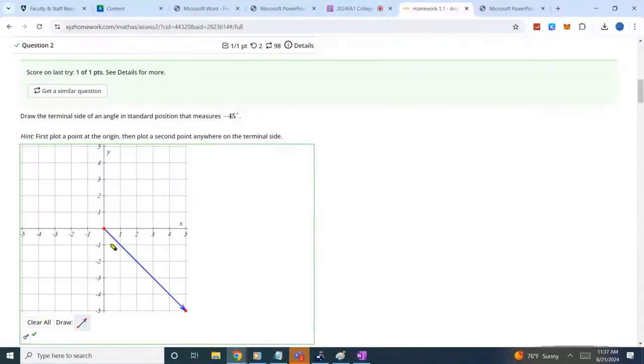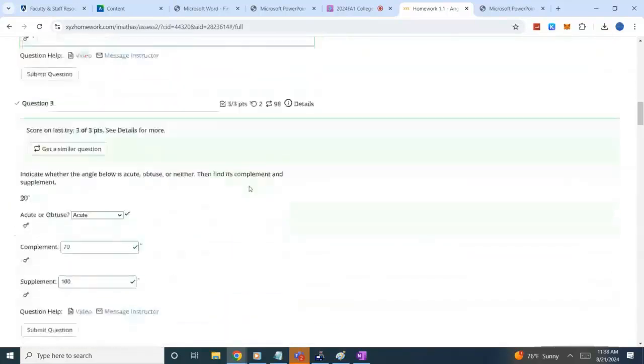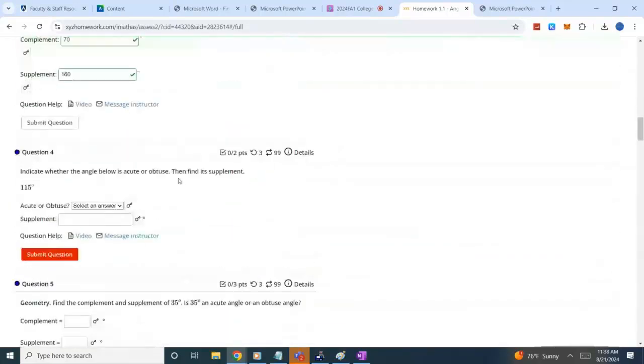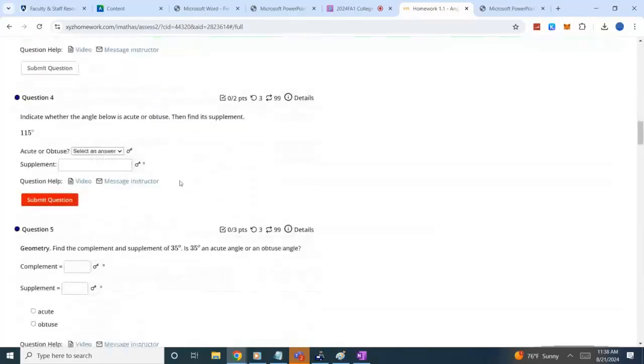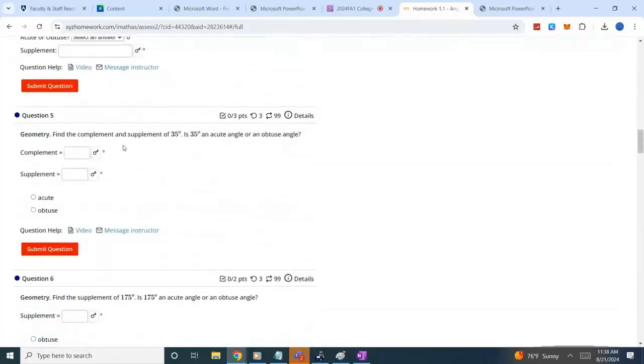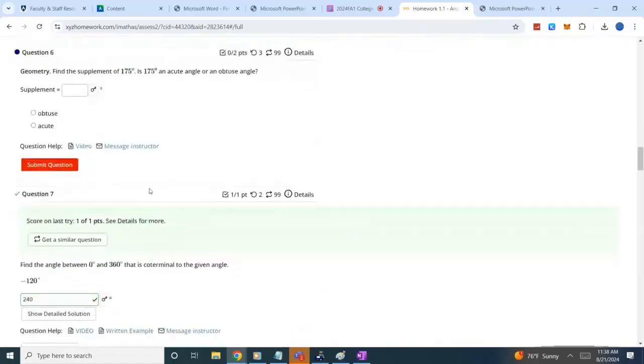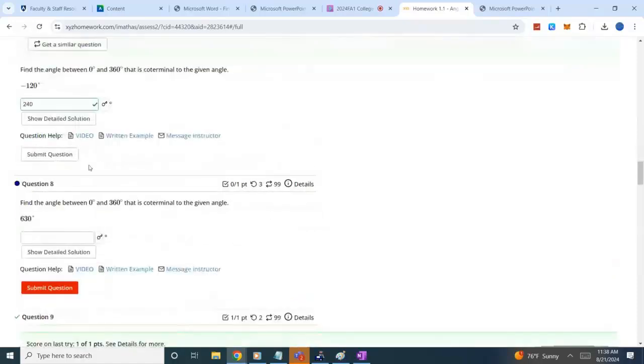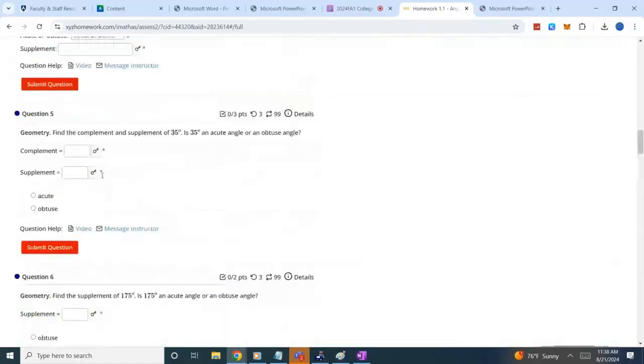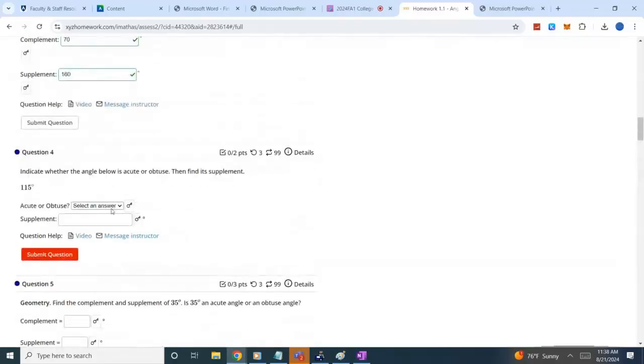So here again, you don't actually see the whole angle. You're just only plotting the terminal side. Okay. If I scroll down just a little bit, is everybody okay with the supplementary questions? I don't see any radian stuff in here, which I thought I did. But I'll just take one.